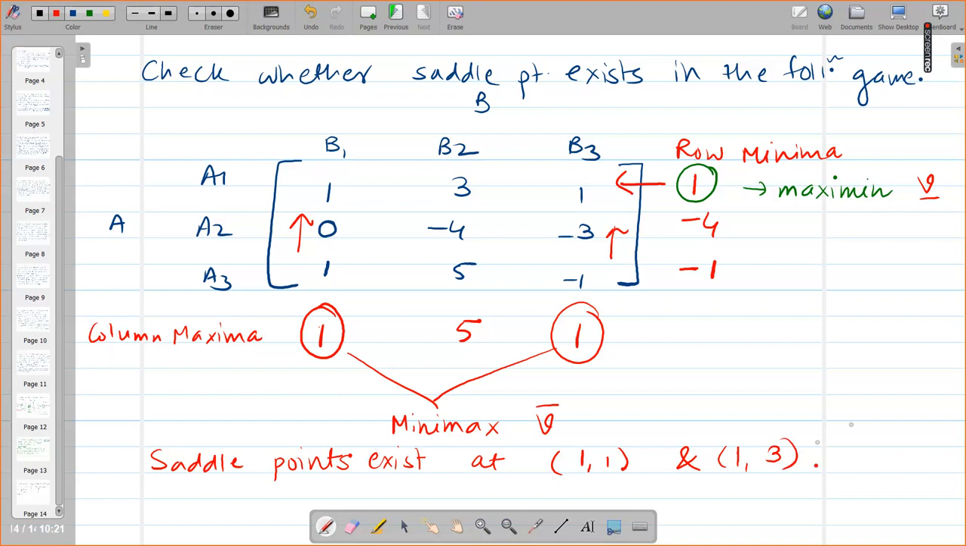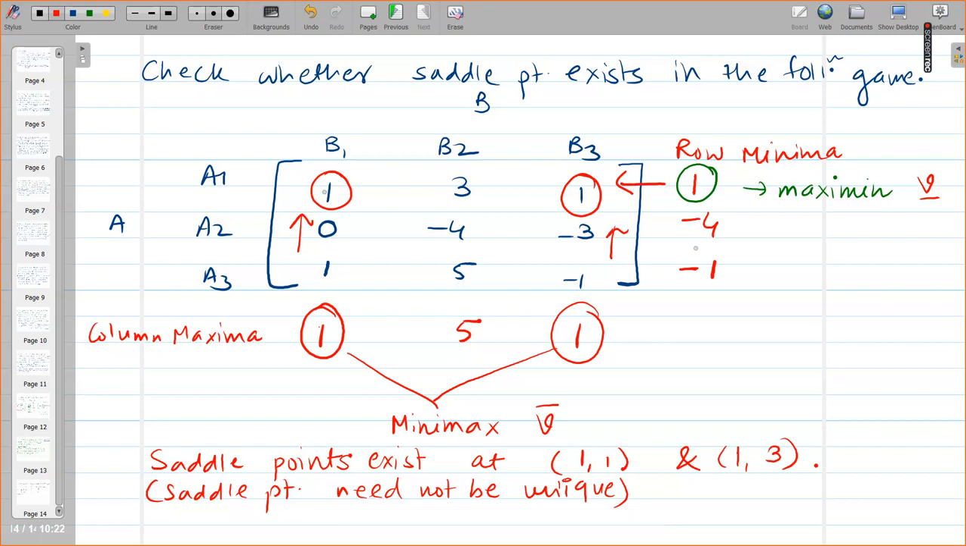So saddle point need not be unique. What you understand from this? Saddle point need not be unique. The value at that saddle point, of course, will be unique. Value of the game. This is your saddle point, 1, 1. Okay? The value is unique. ऐसा नहीं होगा कि वो अलग आएंगे, obvious. And value of the game is 1.